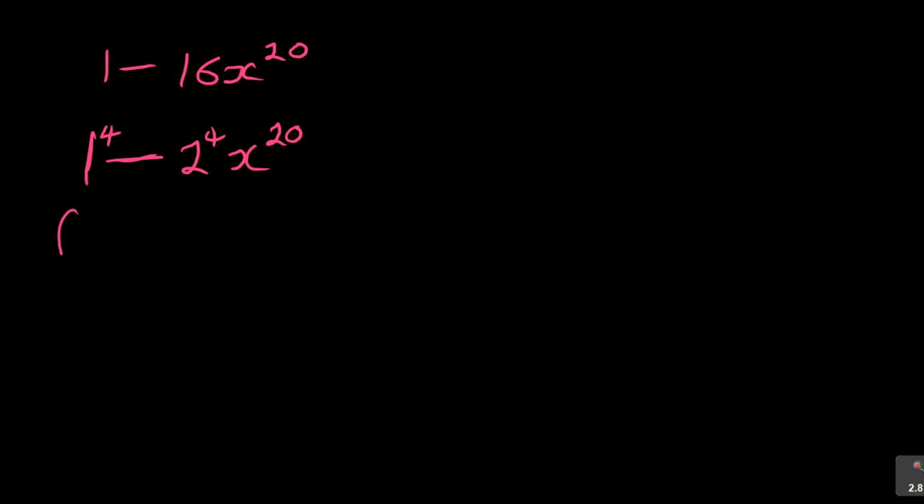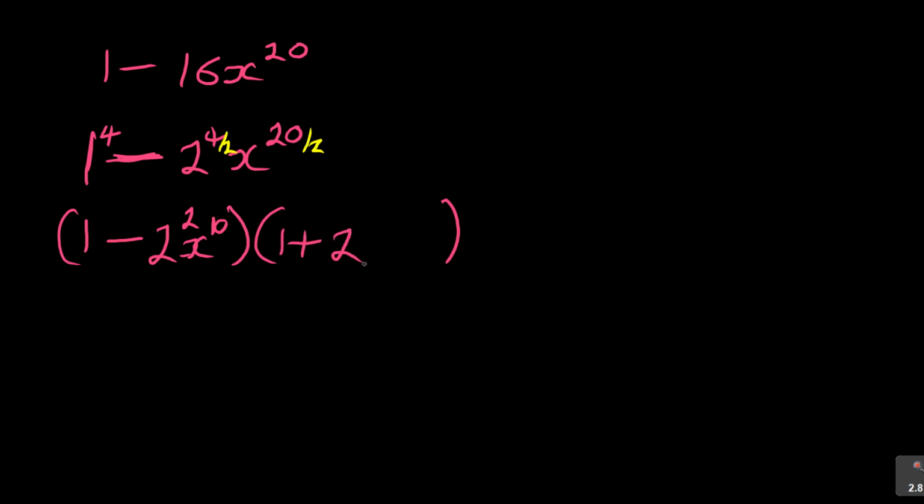When you have done that, this minus means a difference of 2 squares. Always know that. They'll always give you this in minus. So you have got 1 minus. So what you do is you divide this by 2, this by 2. 4 divided by 2, so you have got 2 to the power of 2, and then x to the power 10, since 20 divided by 2 is 10. So if you've got 1 minus, the other one will be 1 plus 2 to the power of 2 x to the power of 10. I think that's the first one.